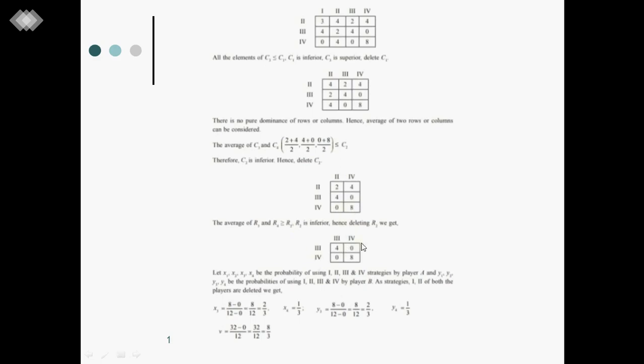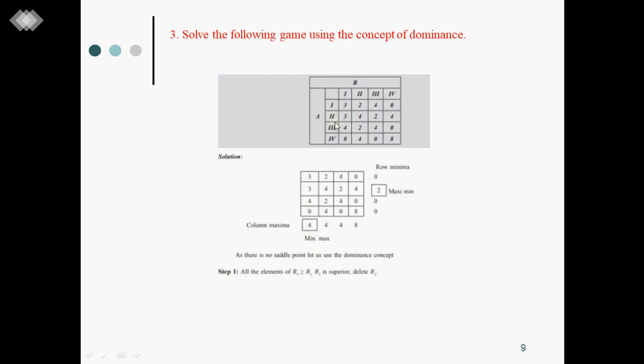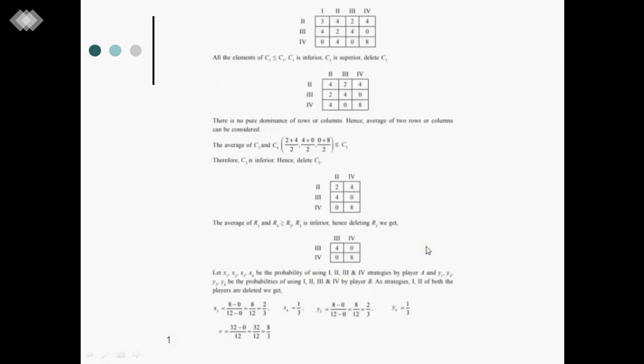So 3 4 3 4. Now it is reduced to 2 cross 2. Further reduction is not possible. If further reduction is possible, definitely we will have the saddle point. As there was no saddle point, I have reduced the game by using the concept of dominance. Now you have to use the formula for this. You have to declare probabilities: x1, x2, x3, x4, y1, y2, y3, y4. Basically the size of the game is 4 cross 4, no? So though x1 and x2 are not there, you have to put zeros for them. x3, x4 will get some value. In the same way, y3 and y4 will get some value.